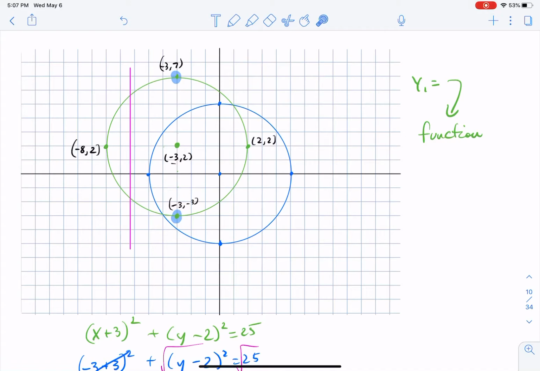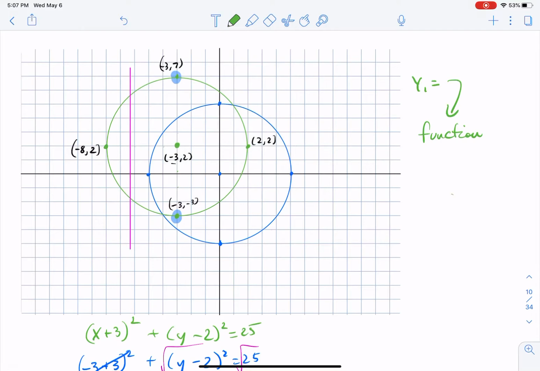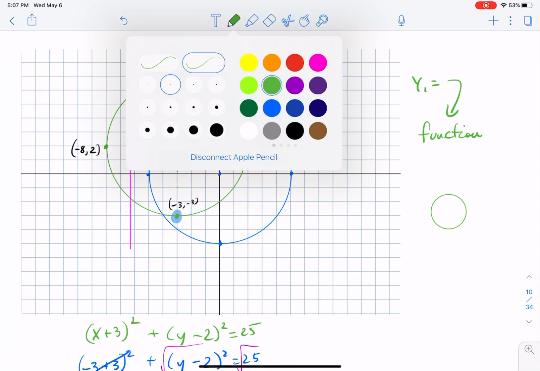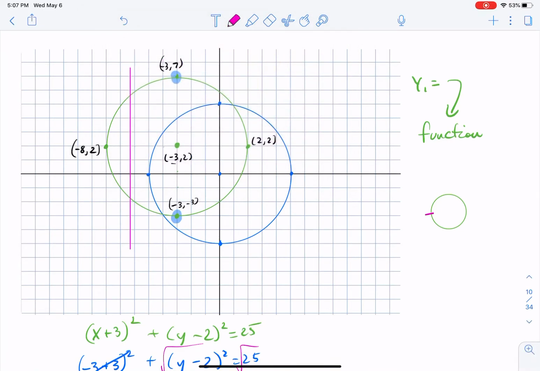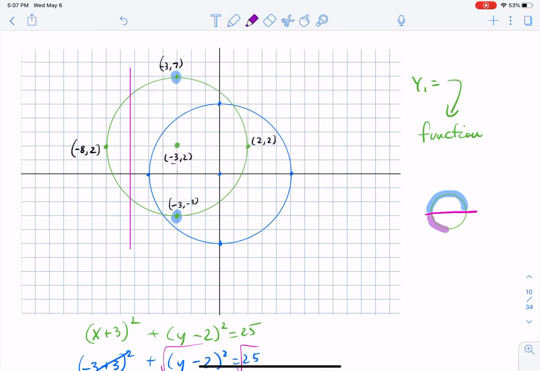But we can trick it, and the way that we can trick it is by graphing two different functions instead. So let me sketch a circle right here. And then if I were to divide this up into two pieces, like so, I get a top half. That part in itself is a function. And then I also have a bottom half down here. It by itself is a function. That's what I'm going to do, and I'll be able to trick my calculator into graphing a circle.